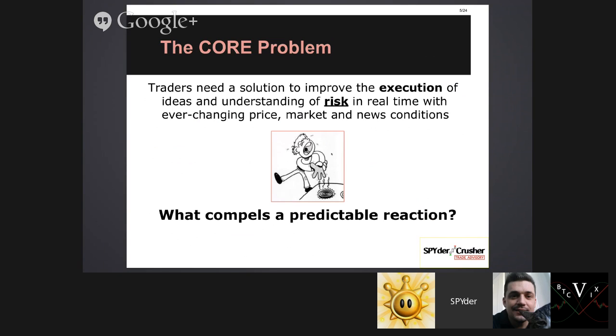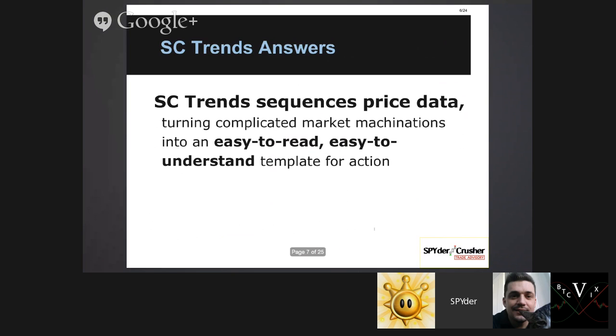So the question that I pose is, what compels a predictable reaction, and how can you use my software to find that? Well, that is what we are attempting to solve now. My software will sequence price data, which turns all of the complicated market machinations, up, down, sideways, into an easy-to-read template for understanding. The reason this works is that the sequencing is consistent, and it moves backwards into a mathematical certainty: if this future outcome is going to happen, which is some price movement, then these things have to happen first. Otherwise, it's extremely unlikely for that future outcome to occur.